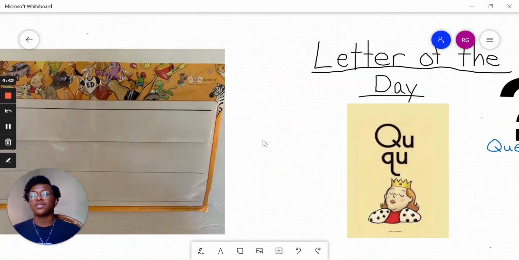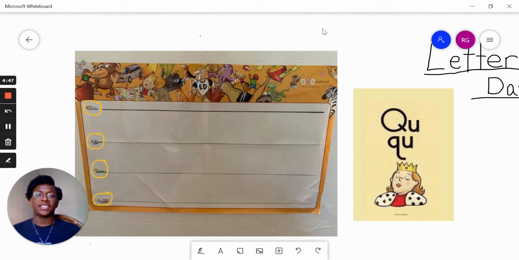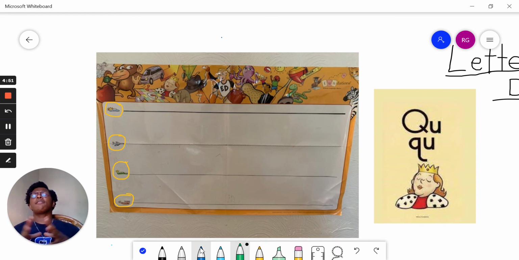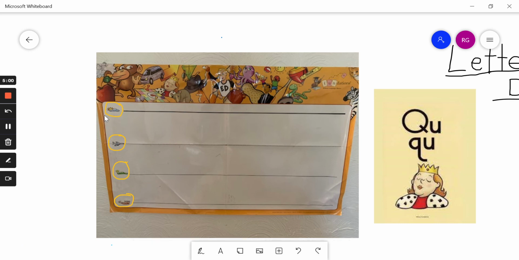Now grab your pencil and your paper because we are going to practice writing the letter Q. When we are writing our letters, it is always important to pay attention to the lines. Here we have our skyline. Then we have our plane line. Next we have our grass line. And finally we have our worm line.